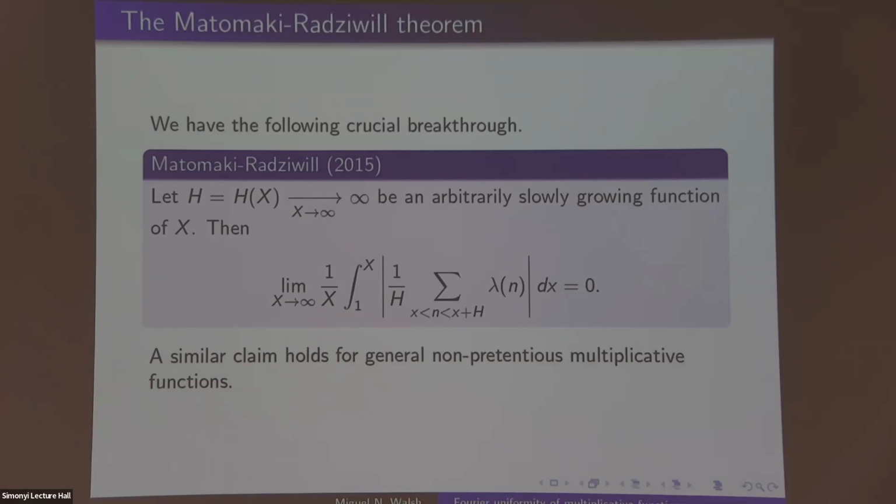So what you're doing is looking at each interval of size h and the partial sum of the Liouville function in that interval. If you take the absolute value of each partial sum, then this expression on average goes to 0. Or in the way that I phrased before, if you look at a randomly chosen small interval of size h inside the big interval, then almost surely you have cancellation in the partial sums of the Liouville function. And the same holds not just for the Liouville function, but for general non-pretentious multiplicative functions.